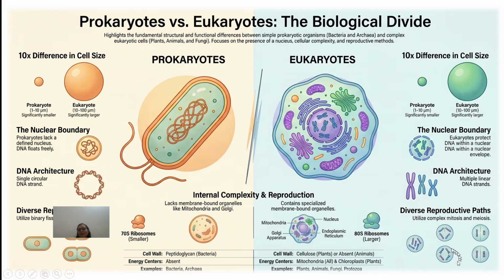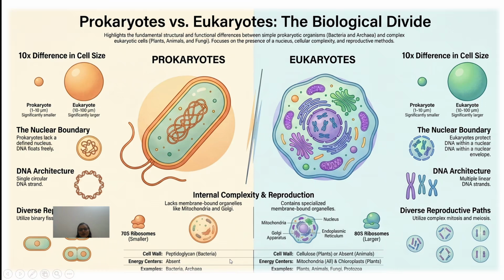So division occurs by binary fission in prokaryotic cells, and in eukaryotic cells by mitosis, while reproductive cells divide by meiosis. So this is a big difference here. When we talk about ribosomes, both cells contain them. Prokaryotic cells contain 70S ribosomes, which are smaller, while eukaryotic cells contain 80S ribosomes.